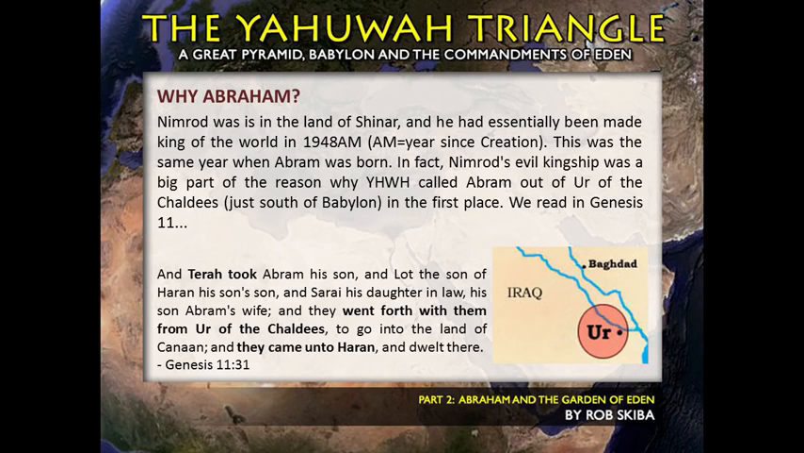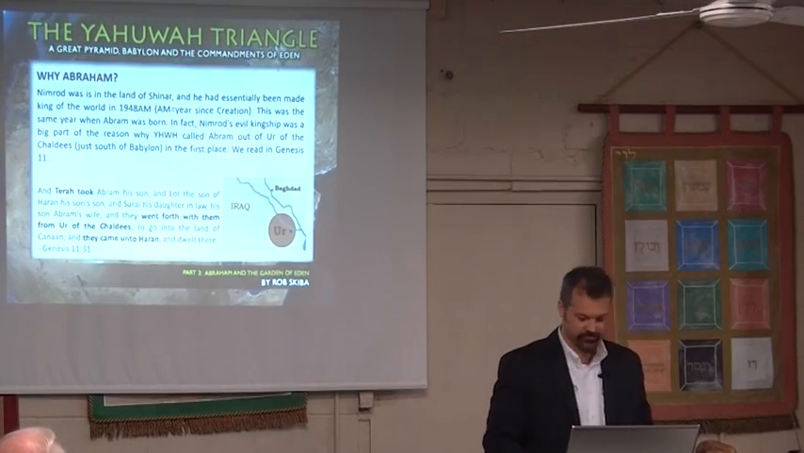In Genesis 11, we see that Terah took Abram his son, and Lot, the son of Haran, his son's son, and Sarai, his daughter-in-law, his son Abram's wife, and they went forth with them from Ur of the Chaldees to go to the land of Canaan, and they came to Haran and dwelt there. Why did they stop in Haran?